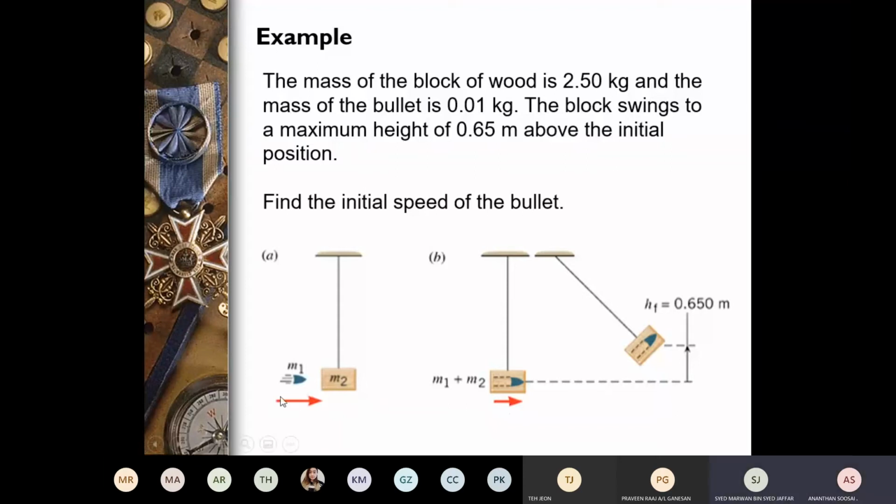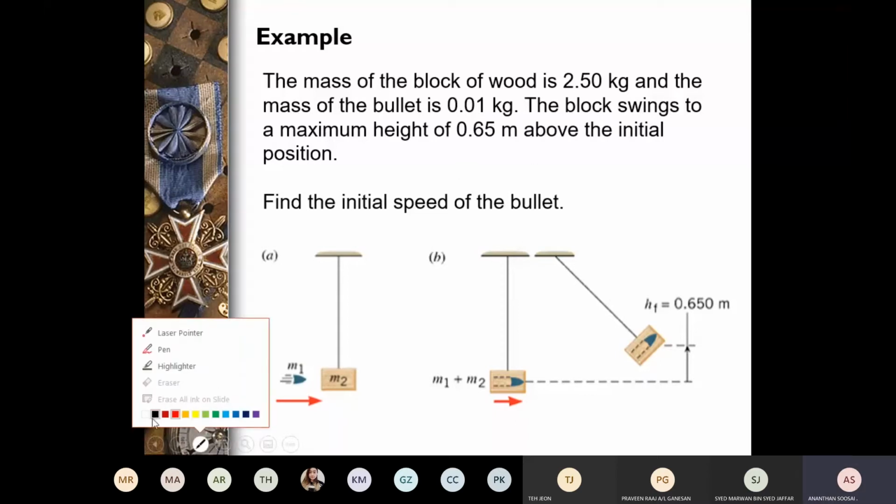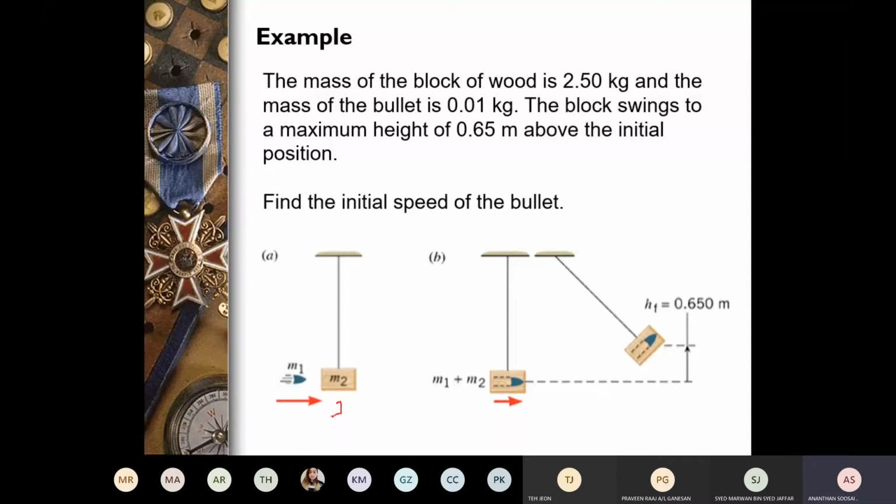So here, what do you want? The mass of the block is 2.5 kg, and it was stationary, at rest. And the mass of the bullet is 0.01 kg. The bullet strikes the block, and the block and the bullet rise up to a maximum height of 0.65 meter. Find the initial speed of the bullet. What is the U1 of the bullet? How do you link this height, which can later lead to finding the U1?